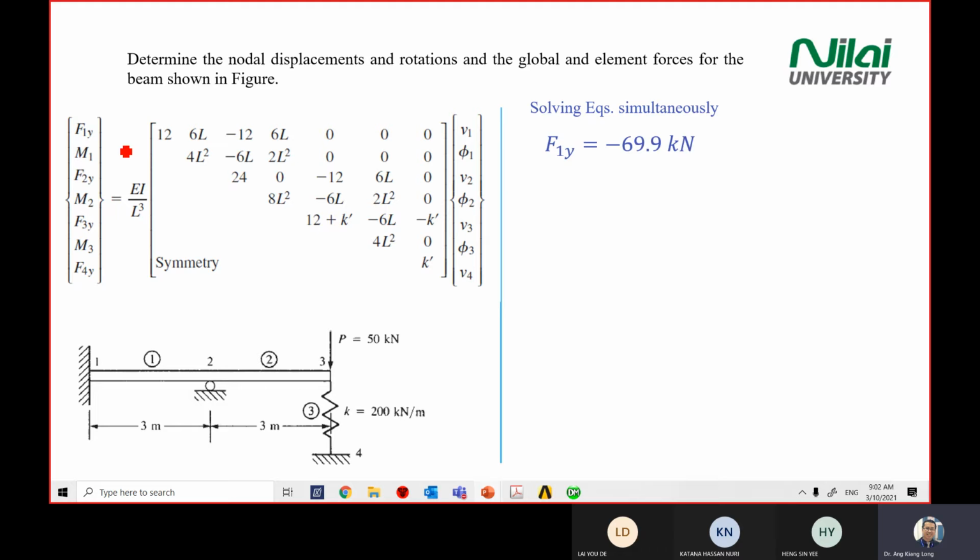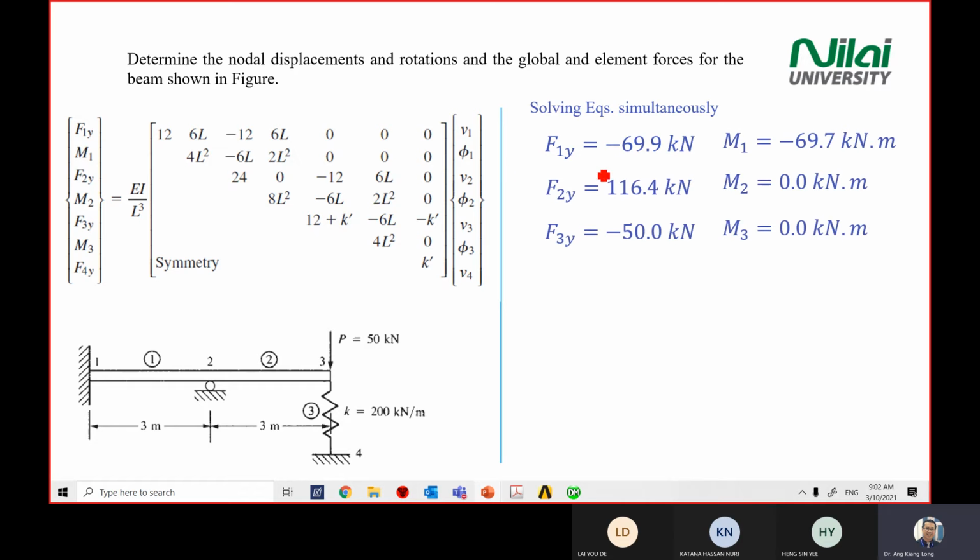So I just give you the answer. F1y equal to this one, F2y this one, and so on. Right? I'm not going to go deep into that. So once you solve the equation from this matrix, you'll get answer similar to this page. This is just a checkpoint for you so that you know that you are in the correct direction. Important is that you understand the concept.